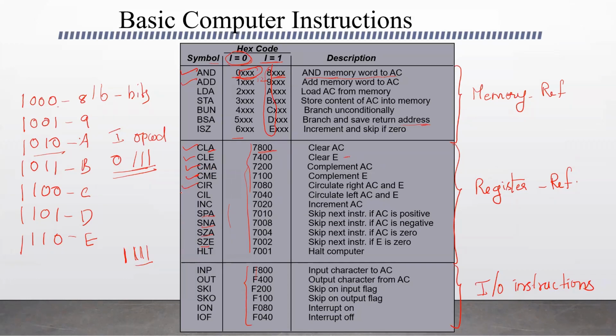And circular shift, right, circular shift left. Increment, okay, arithmetic. And skip the register, no, these are all other type. Okay, so these are all the arithmetic, logic, and shift instructions.